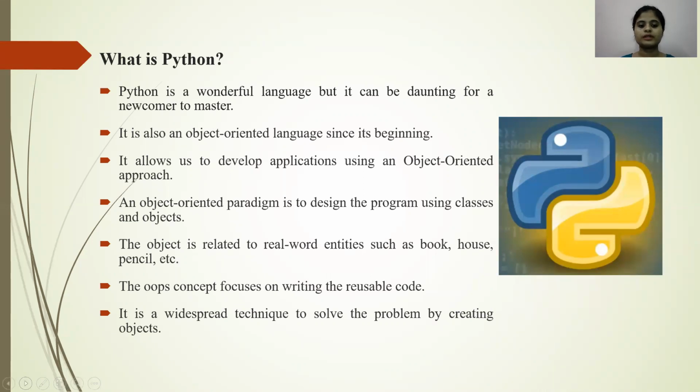An object-oriented pattern is to design the program using classes and objects. The object is related to real-world entities such as book, house, pencil, etc. The OOPS concept focuses on writing the reusable code. It is a widespread technique to develop the problem by creating objects.